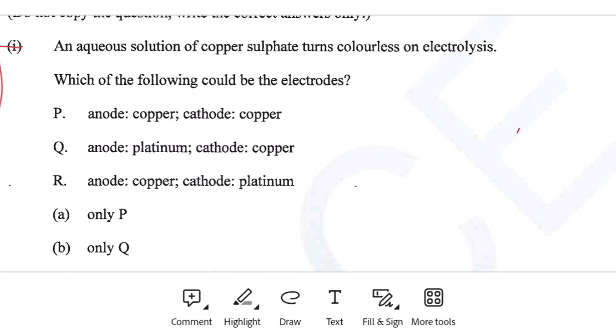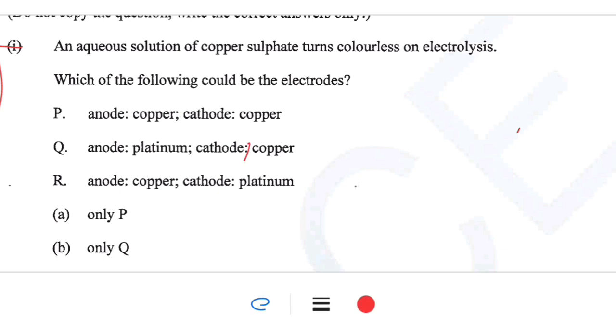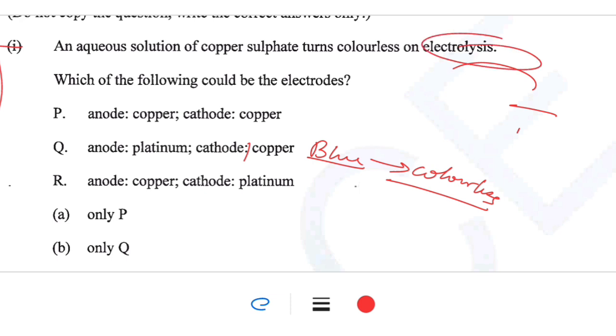You should know the color of copper sulfate. Copper sulfate in aqueous form is blue in color. The blue color turns colorless during this electrolysis. So who is responsible for that? Obviously the electrodes are responsible. Which type of electrodes should be present over there? If both anode and cathode are copper, then it is not possible. So this is a wrong answer.